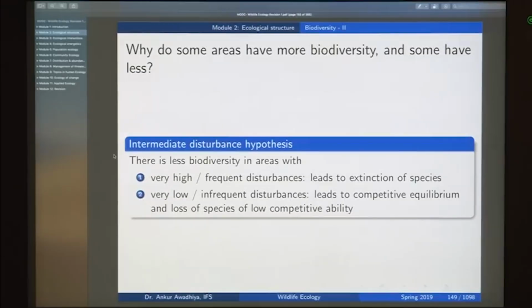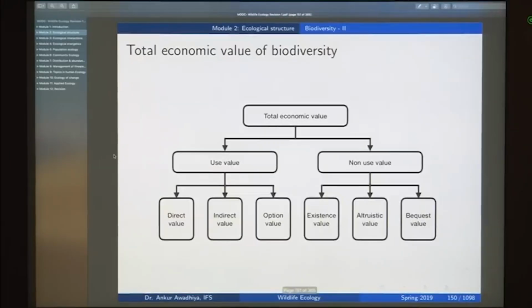Then we have the fifth hypothesis, which is the intermediate disturbance hypothesis. If an area has very high disturbance, there will be lots of extinctions. If there are very few disturbances or a very small quantum of disturbance, it will lead to an equilibrium and loss of species of low competitive ability. So both of these extremes are not good. If you have an area that has an intermediate level of disturbance, then it will probably have more biodiversity.